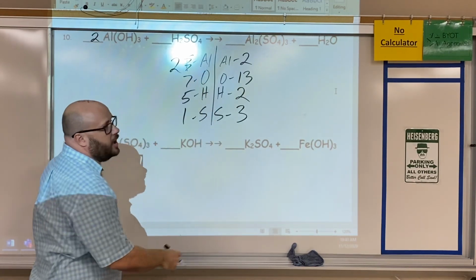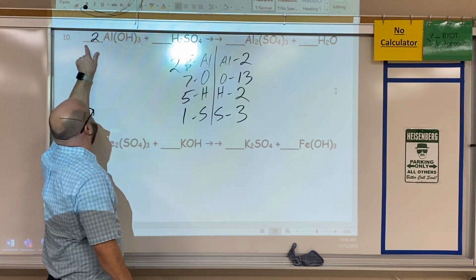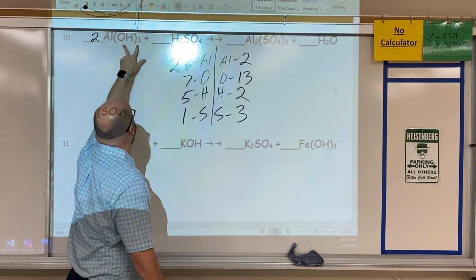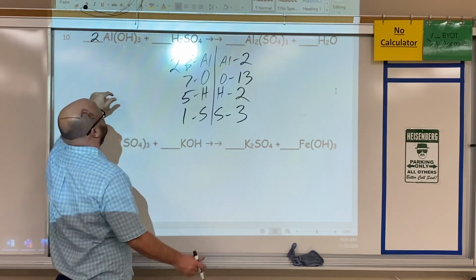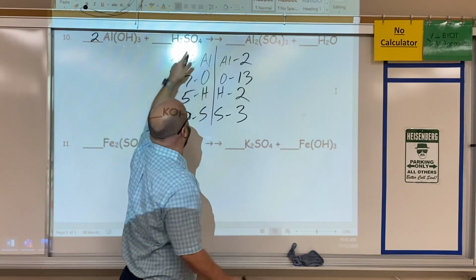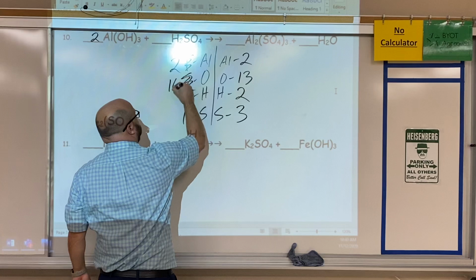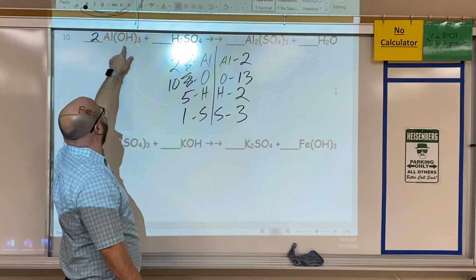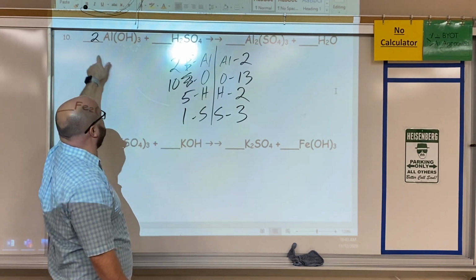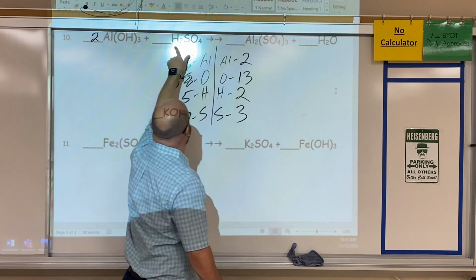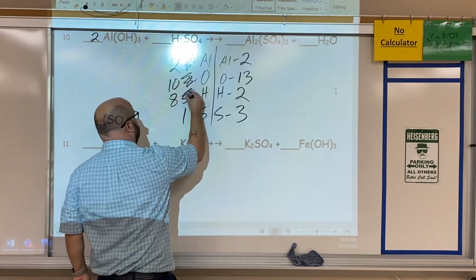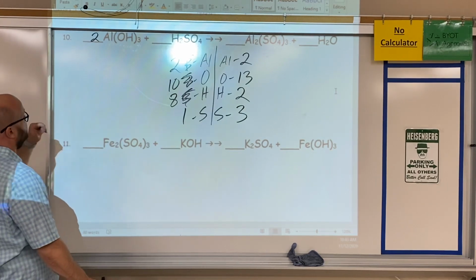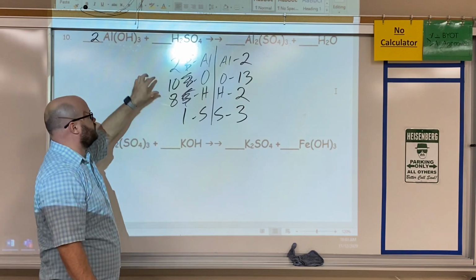But now we got to go back and update everything. So 2 times all of this. So for oxygen, oxygen was 3. We got 2 of them. Now it's 6. 6 plus 4 is 10. Hydrogen. 3 times 1 is 3 times 2 is 6. 6 plus 2, 8. And then sulfur didn't change.